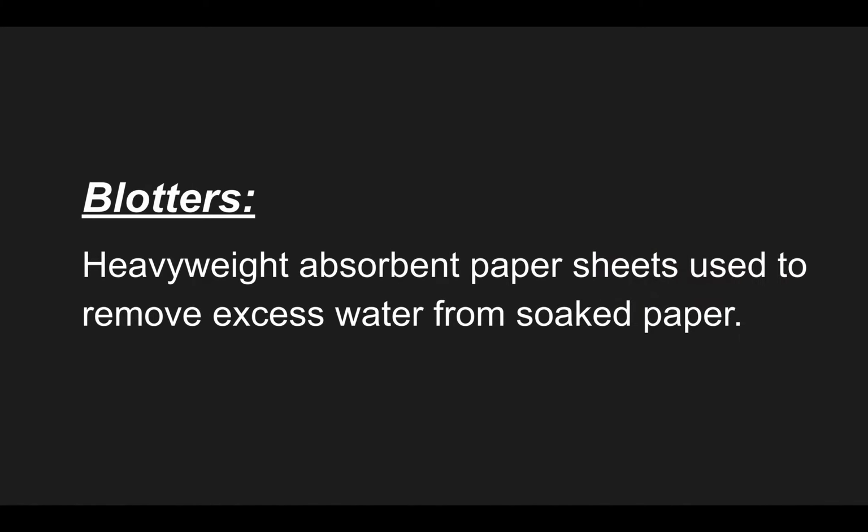Then we have our blotters. Blotters are the heavyweight absorbent paper sheets used to remove excess water from soaked paper. So after we put our paper in the bath to soak for 15-20 minutes, we'll pull it out, we'll let it drip dry for a little bit, and then we'll place it in between those blotters, use our rolling pin, and push the water out of it. We want our paper to be wet when we're printing, but we don't want it to be soaking wet or dripping. We're doing this to achieve the proper level of moisture. So when we go to print our print, it comes out nice and clean.